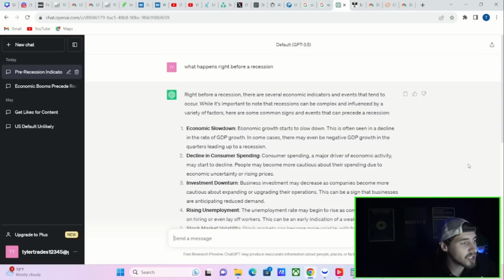I asked ChatGPT what happens right before a recession. Number one, economic slowdown. This has to do with GDP. We're not necessarily seeing that yet, but GDP can fall rapidly if that's the direction we're going. Number two, a decline in personal spending. Consumer spending, a major driver of economic activity, may start to decline. People may become more cautious about their spending due to economic uncertainty or rising prices.